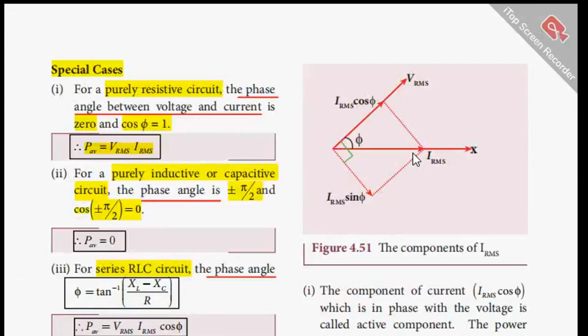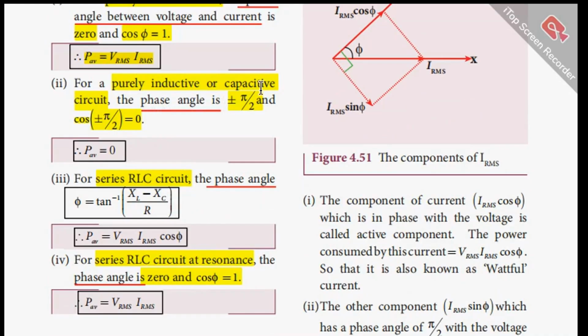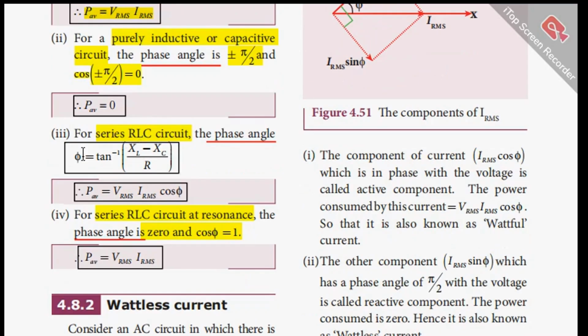Now we will consider the special cases. For a purely resistive circuit, the phase angle between the voltage and current is 0, and therefore cos φ becomes 1. Hence the average power is given by Vrms × Irms, the product of the RMS value of voltage and the RMS value of current. For a purely inductive or capacitive circuit, the phase angle is ±π/2, and therefore cos(±π/2) is equal to 0. Hence the average power becomes 0.